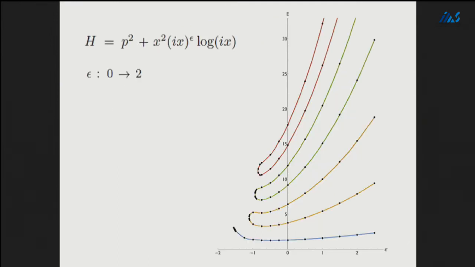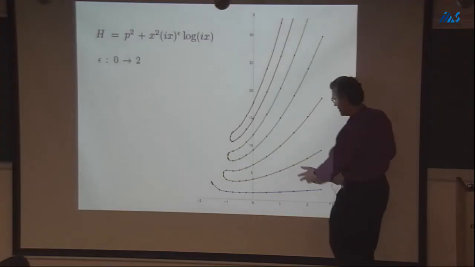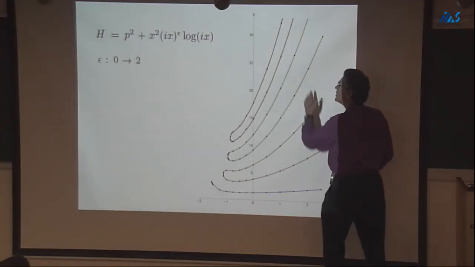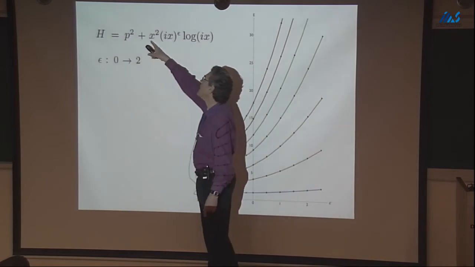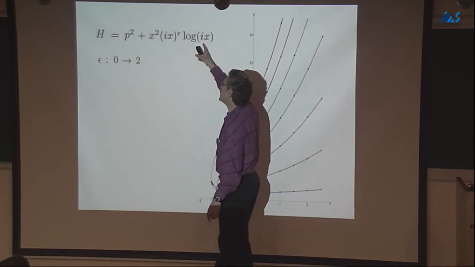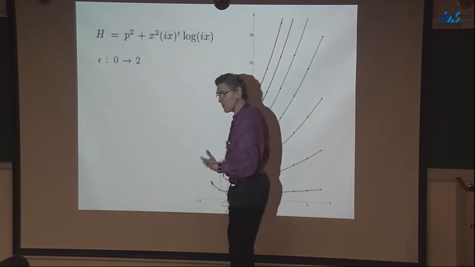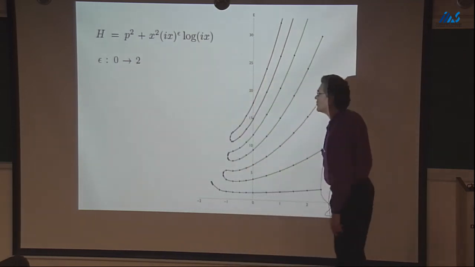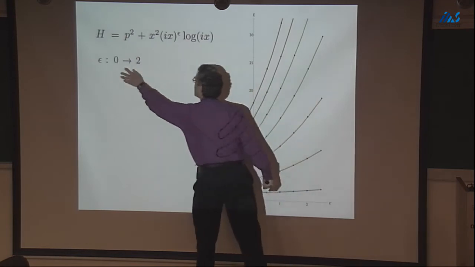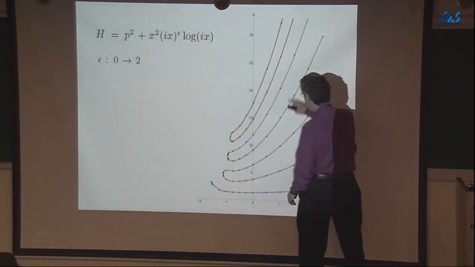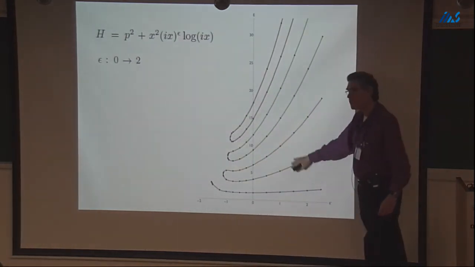And I wanted to show you this because this looks very much like the graph of the eigenvalues that I showed you at the beginning of this talk. You notice that the eigenvalues are all real, so to get this minus x to the 4 log of ix potential, we did exactly the same thing as you do for an upside-down x to the 4 potential. We let epsilon go from 0 to 2, and you notice that the eigenvalues are all real.